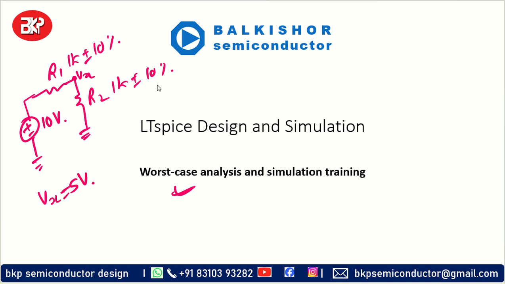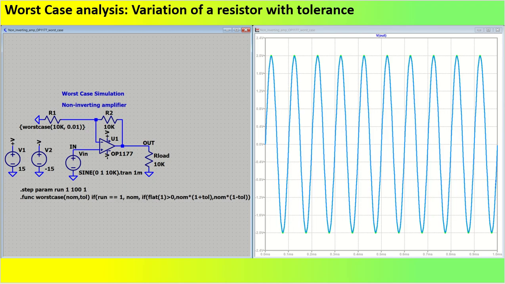Now the problem is, if R1 is 10% above, R2 will be 10% below. So there will be a lot of combinations, and in that case Vx will be varying. As you can see, R1 can be 10k plus 10%, and at that time R2 can be 10k minus 10%, or plus 10% also. So many combinations will happen, and those are the variations that we want to vary and see.